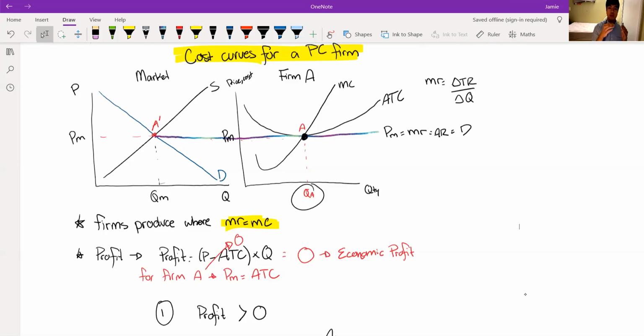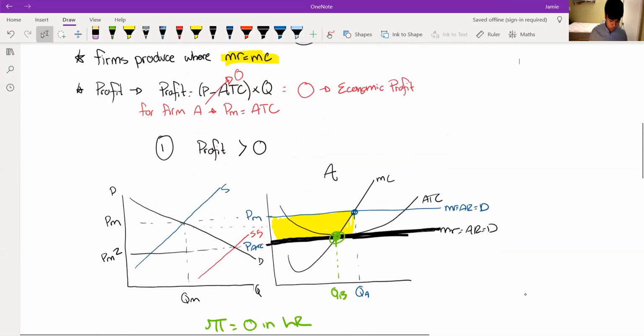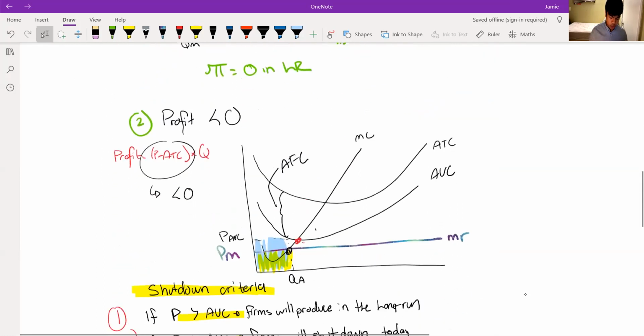Conversely, if marginal revenue and the profit maximizing level of output, that point is to the left of the minimum average variable cost, then firms are going to shut down because the marginal revenue doesn't even cover the variable cost and they still have to cover the fixed costs. So it's much better if they just shut down now and bear the fixed cost. Okay, that is pretty much it.